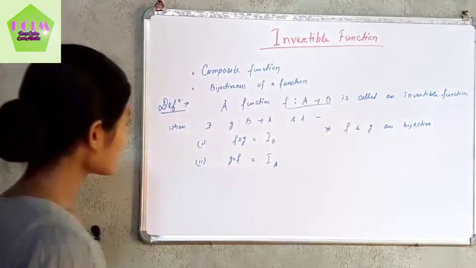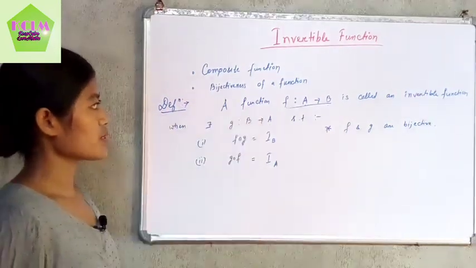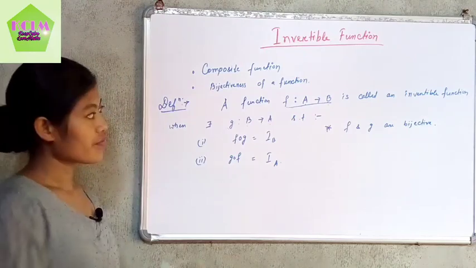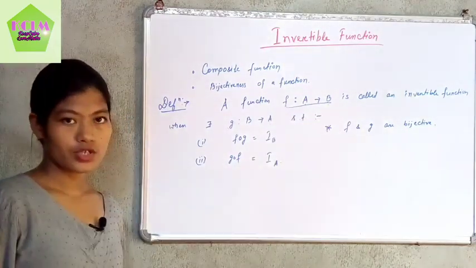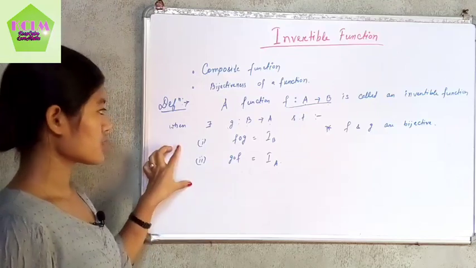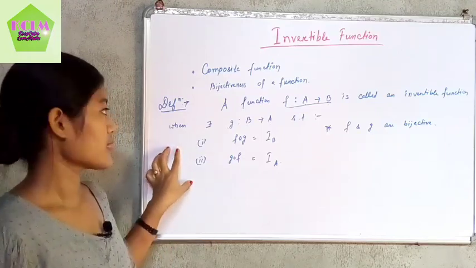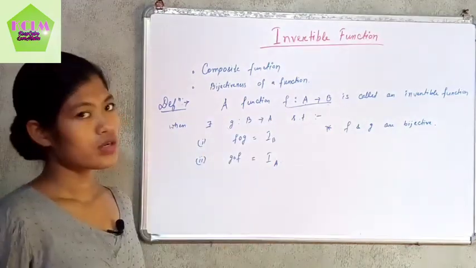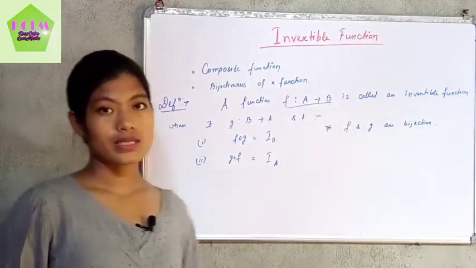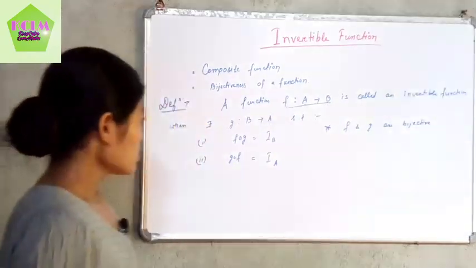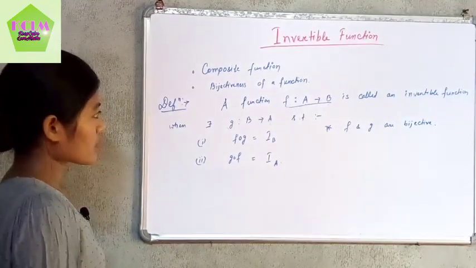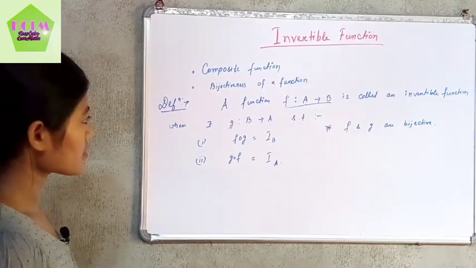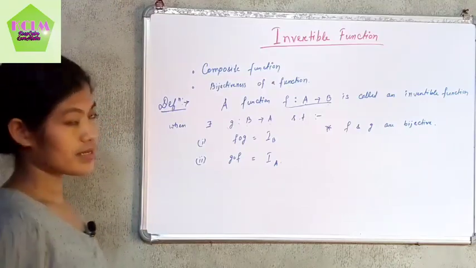Now come to this definition. A function f from A to B is called an invertible function if there exists another function g from B to A, and if these two functions satisfy these conditions, then only we can say that the second function g is the inverse of the first function f, or in other words, f is an invertible function. So I hope it is clear. To understand invertible functions, I have an example.